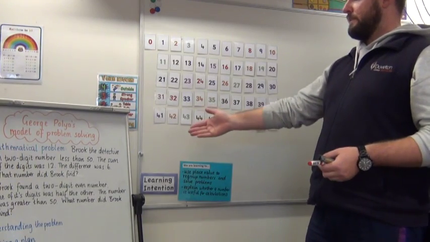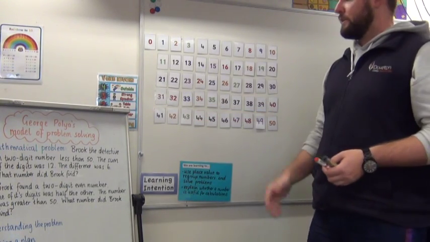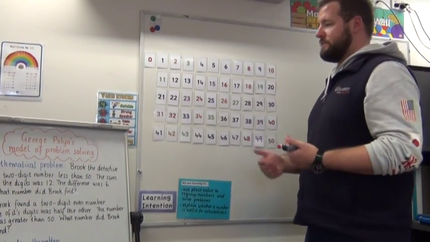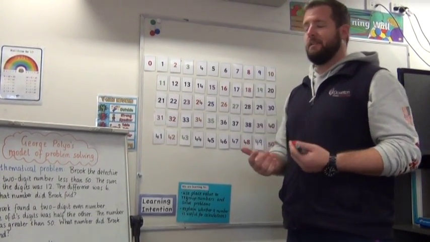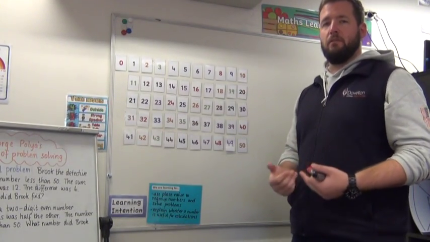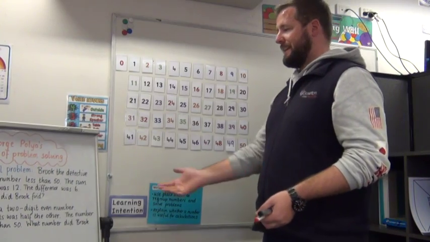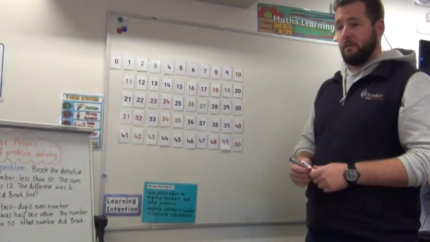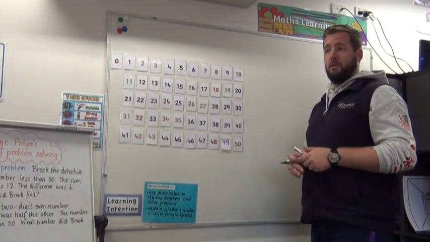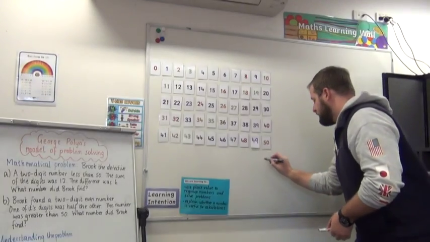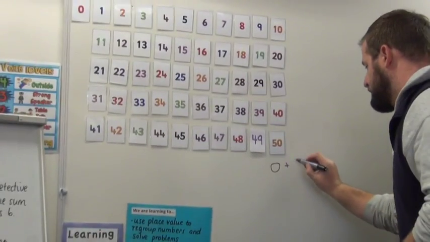The next part of the problem, the sum of the digits was 12. So we're going to explore what sum actually means and get that into the common vocabulary of the students. So sum actually means to add, to put together, or to use addition with two numbers. So in this case, we're going to be adding numbers that equal up to 12. So it's asking the students to give you numbers that equal up to 12. To start with, we have 0 plus 12.